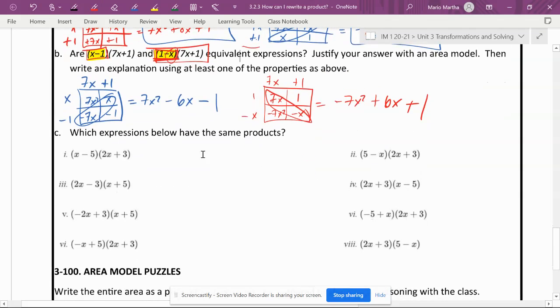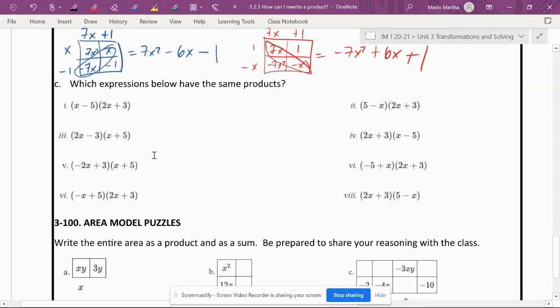And then here, which expressions below are the same? So in this case, x minus 5 times 2x plus 3. And again, if you guys notice, these two, 1 and 4, are the same. They're just in different order. And then you have 2x minus 3 times x plus 5. 2x minus 3, I don't see a 2x minus 3 there, so no.